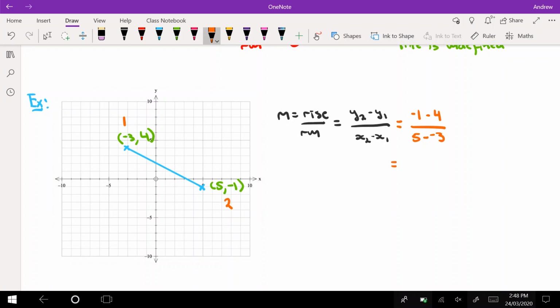Can someone please tell me what is negative 1 take 4? Duncan. Negative 5. We get more negative. Maya, what's 5 take away negative 3? What happens when we take away a positive? Yeah, 8. We add that negative. So the gradient of the line is negative 5 over 8. You can absolutely have a fraction for a gradient. Okay, that is okay. You leave it like that. And that's all there is for that. And again, always just remember gradient from left to right.